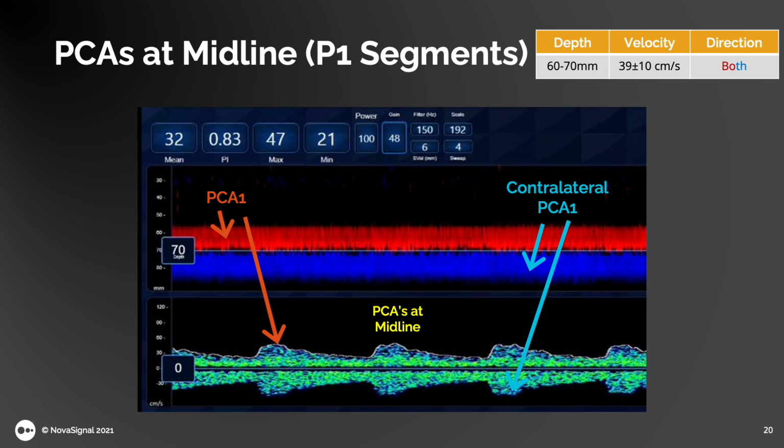As we look at both PCAs at midline, the PCA1 segment is represented as the red band, and the Doppler signal, that's the blood flow above the baseline. The contralateral PCA1 segment is the blue band, and that corresponds to the Doppler signal below the baseline.